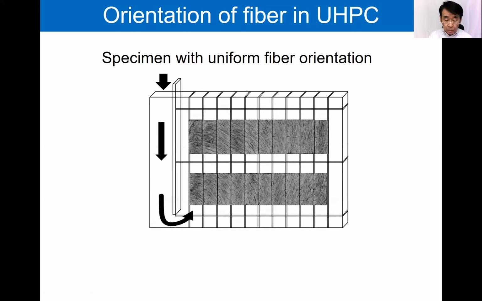And then the actual UHPC was poured in the same way. This is the result of cutting the concrete and observing it with X-ray micro CT. The orientation was the same as the model concrete. And the fiber orientation in the cut prism specimen is almost uniform in the specimen.